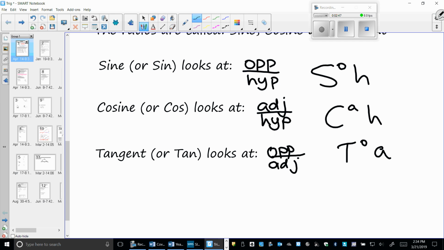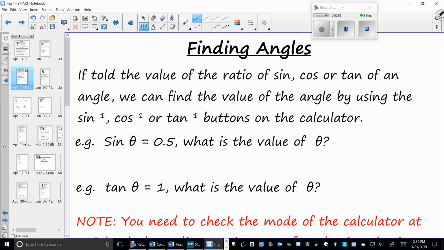Okay, so that's SOHCAHTOA. When finding angles, remember that you're going to be using your inverse buttons. Check what mode your calculator's in and what you're supposed to be answering: radians or degrees? The only time the mode matters is when you use the sine, cos and tan buttons. If you're just finding sector area or sector arc length, it doesn't have to be in the correct mode. But if you are pressing these buttons, then the mode is important.